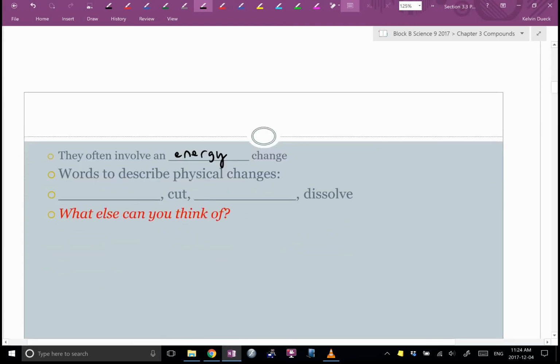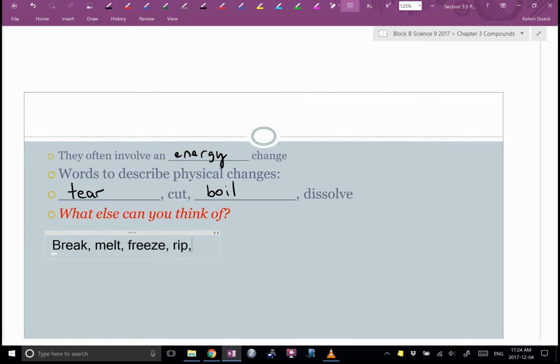Words to describe physical changes: tear, cut, boil, dissolve. Can you give me some words that you think might also be physical changes that I would use in a description? Break, melt. What else?